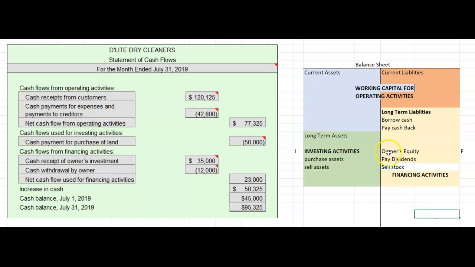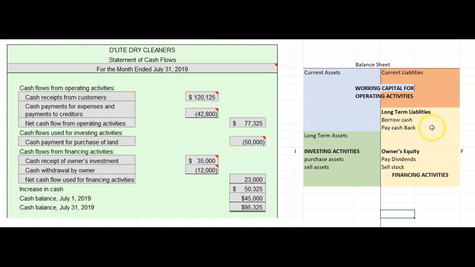Okay, so how does that sound? Does that sort of make sense to you? You know, you don't want to do this whole thing. Trust me, you really don't. It involves the balance sheet. It's really a lot of work to get this right, even when you're an accounting major, you know. So for investing activities, we're going to have purchase assets, sell assets, anything that affects long-term assets down here. And for financing activities, it's going to be long-term liabilities and owner's equity.